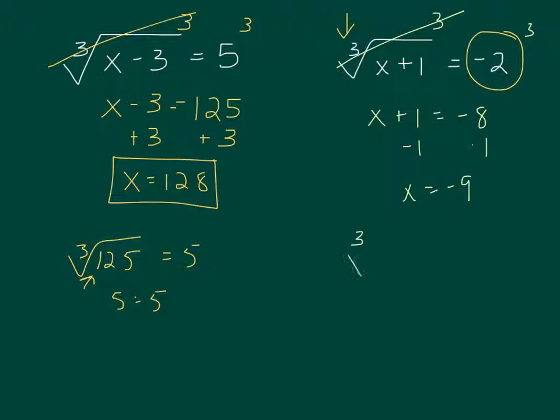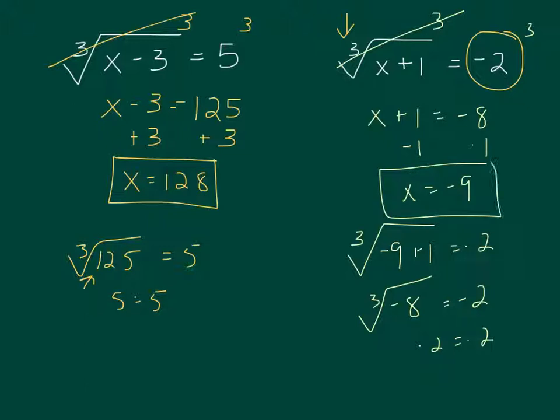When I plug that in, negative 9 plus 1 is negative 8, and the cube root of negative 8 is negative 2. Because this power here, the index, is odd, that's why my answer works. Cube roots of negatives do work because I'm doing negative 2 times negative 2 times negative 2, which will give me an answer of negative 8.